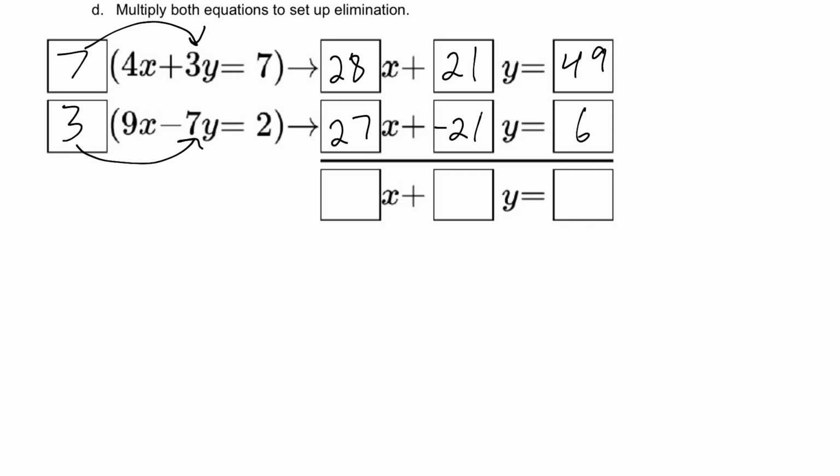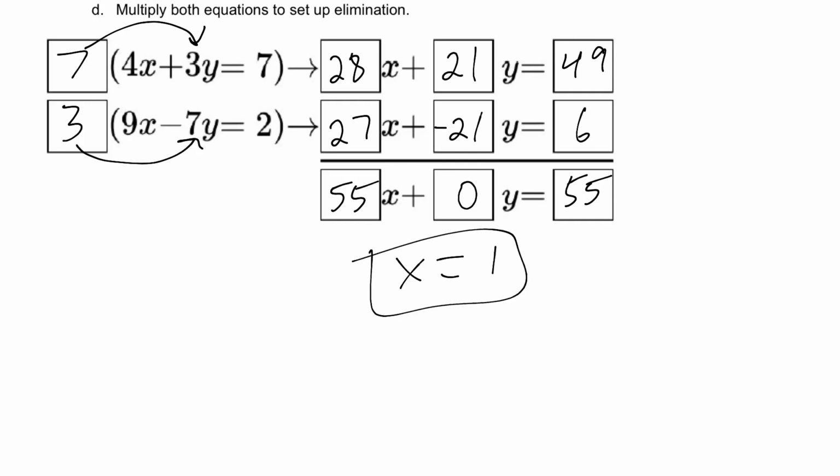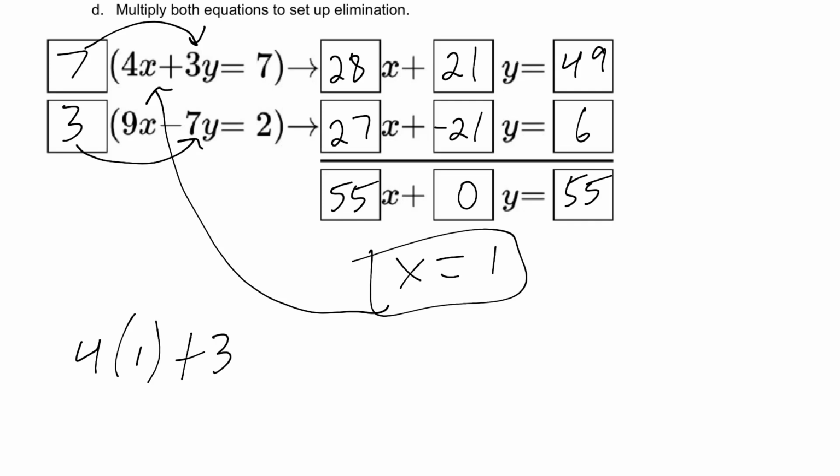The rest I still have to multiply according to these rules I have set above. And here I can add all three columns straight down. This will give me that 55x is equal to 55. And the y's are 0 and they go away. So x here is equal to 1. And if I plug that into one of my original equations, I have 4 times 1 plus 3y is equal to 7, or 3y is equal to 3. So y is also going to be equal to 1.